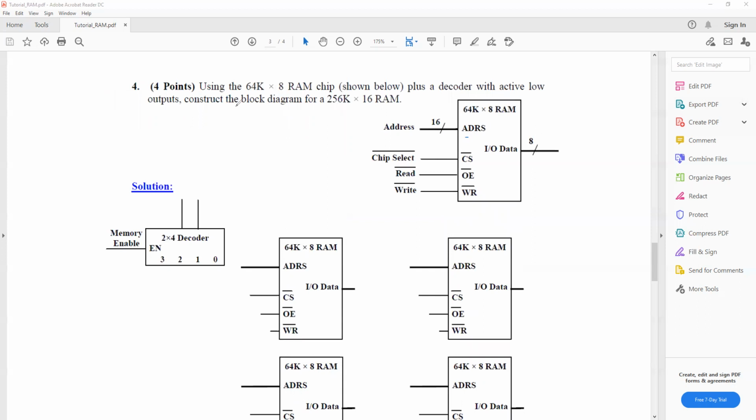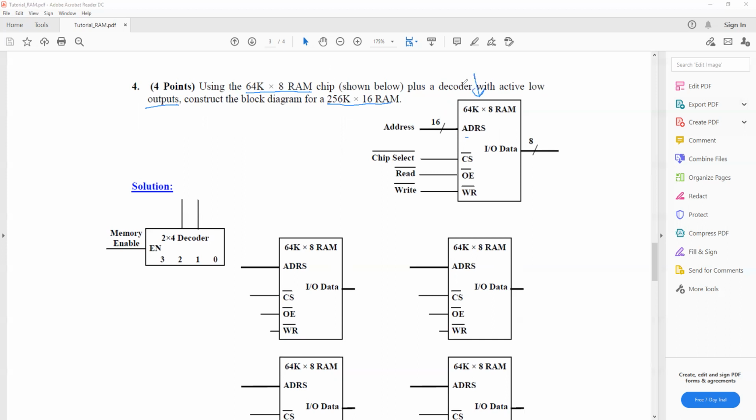Okay, the next question looks the same. Using 64K by 8 RAM memory plus a decoder with active low outputs, construct a block diagram for a 256K by 16 RAM. Active low outputs means one of them is 0 and the others are ones.